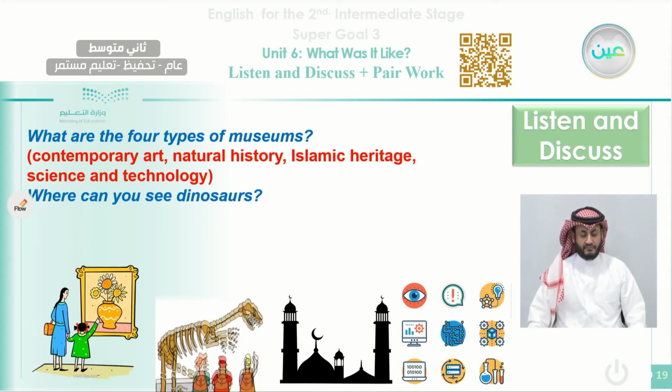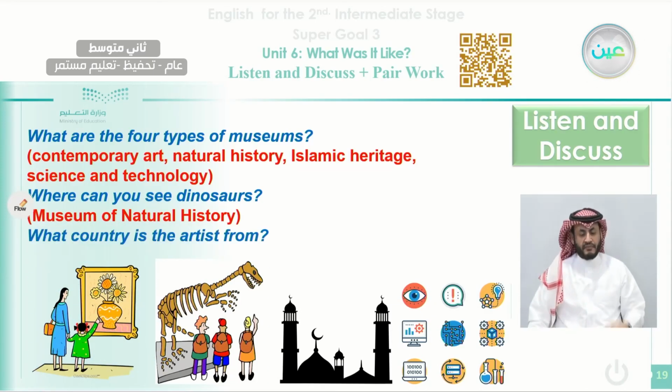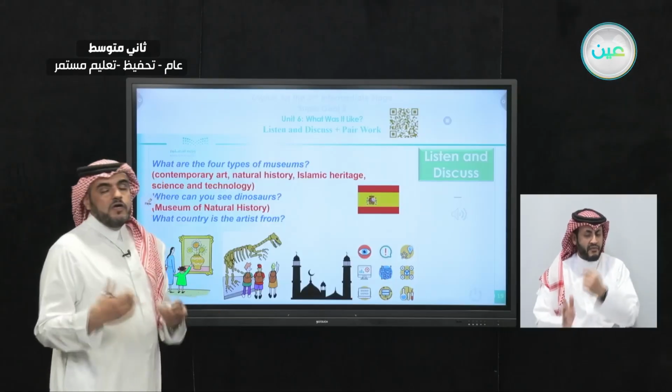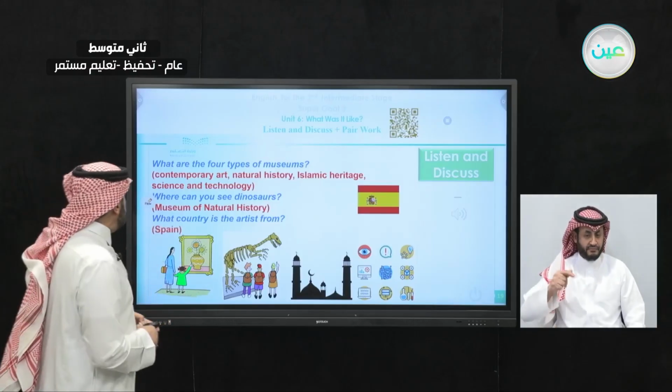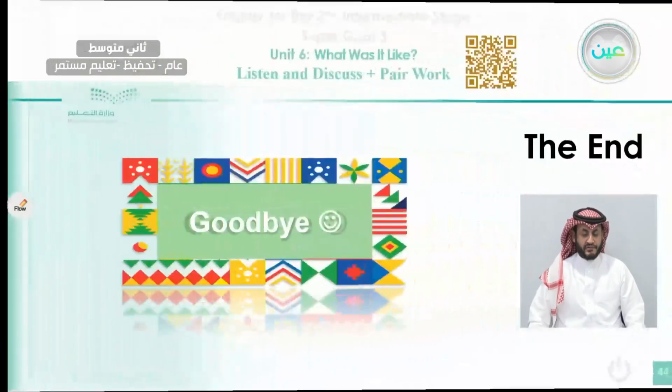Where can you see dinosaurs? Which one can you see dinosaurs in? You can see them in the Museum of Natural History. What country is the artist from? Which country is he from? The artist, the Miro Museum. He is from Spain. Okay, and by this we come to the end of our class today.